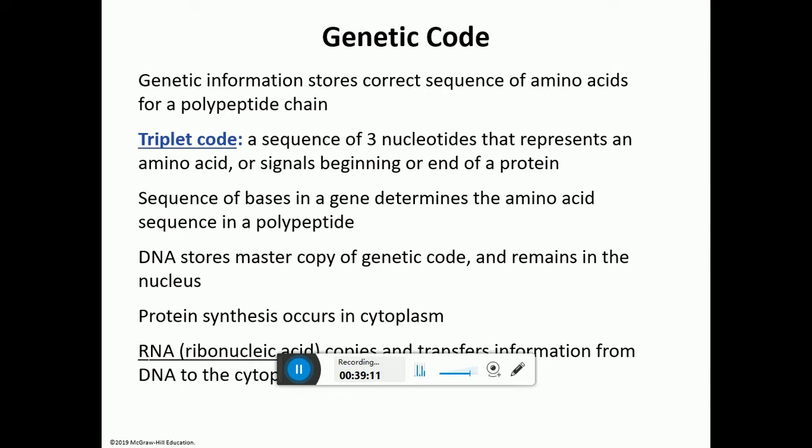The only problem is that the DNA is found in the nucleus, and if you guys remember, protein synthesis happens in the ribosomes, which is out in the cytoplasm. The DNA cannot leave the nucleus, so it has to send out a messenger that carries that genetic code, and that messenger is known as the messenger RNA.